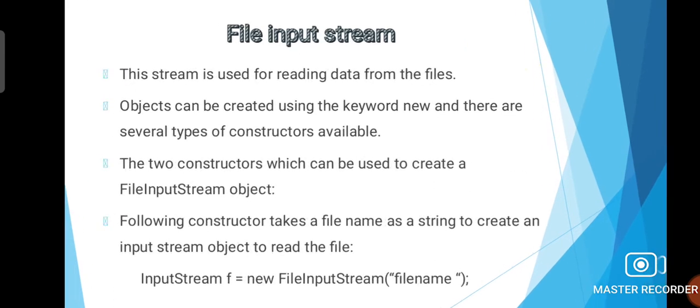First of all, we can see the stream FileInputStream, which is used to read the data from the files. Input means reading data from the file. Here the objects can be created using the keyword new, and there are several types of constructors available for this particular class. The FileInputStream consists of two constructors. The first constructor has the syntax: InputStream f = new FileInputStream("filename"). In this constructor, we give the file name as a string to the FileInputStream class, and one object will be created for input stream.